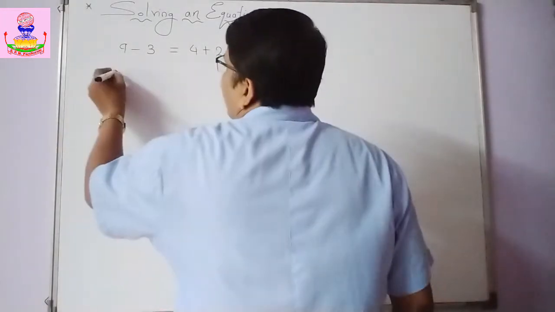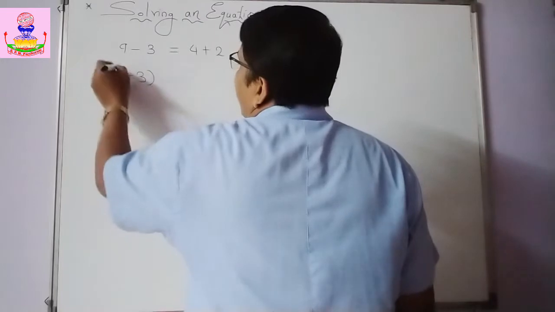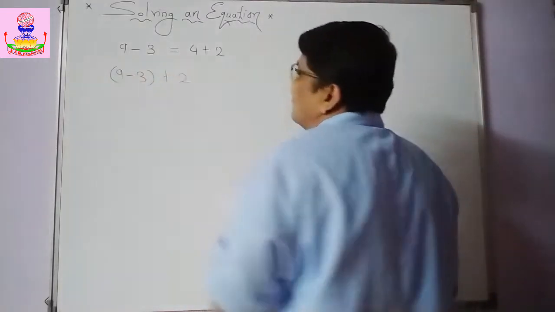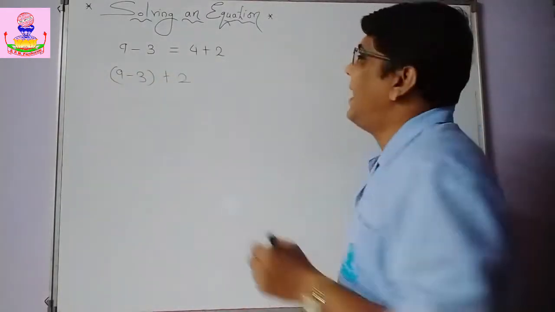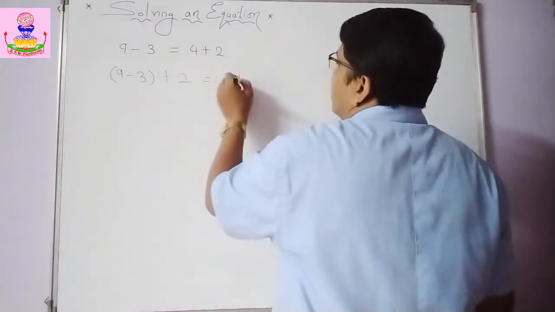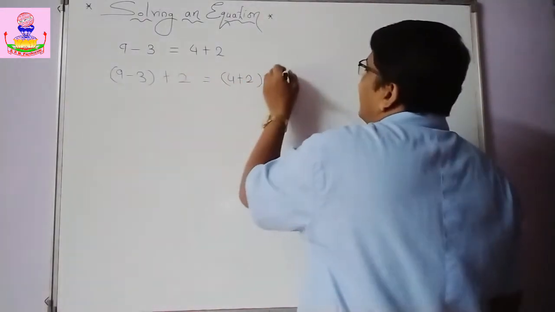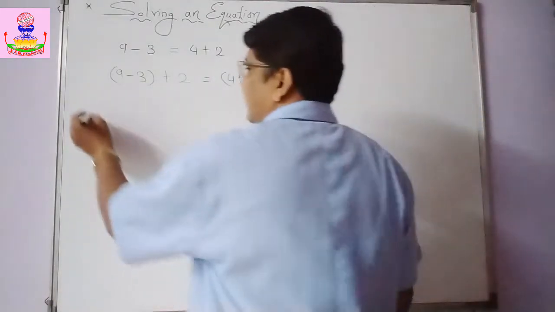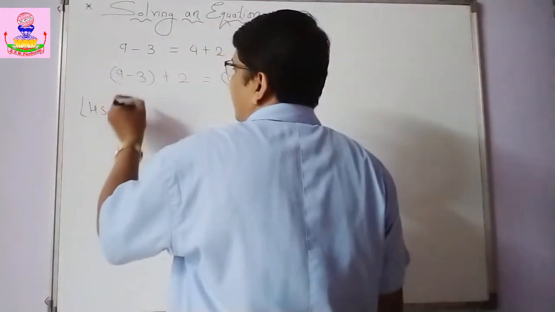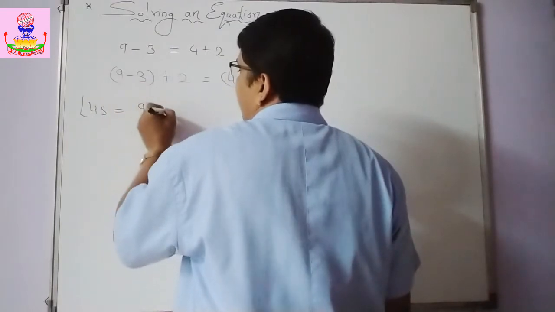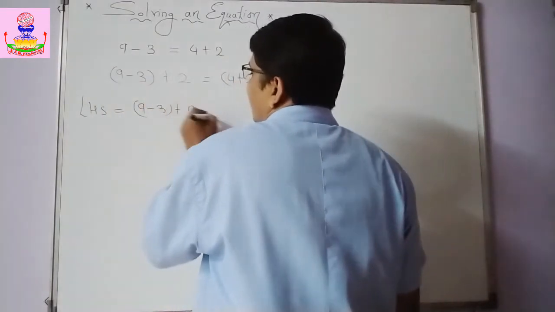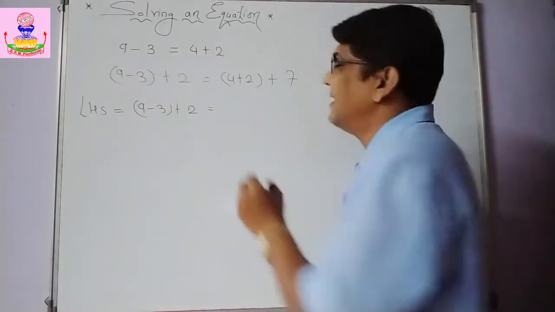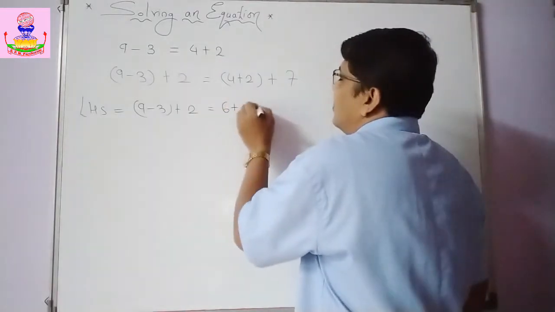And what do I do? 9 minus 3 plus 2 on the left hand side, and here 4 plus 2 plus 7. Let us see what happens. LHS. What is LHS? 9 minus 3 plus 2. 9 minus 3, 6. And 6 plus 2, 8.